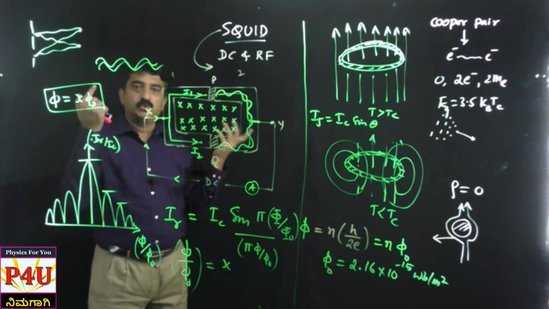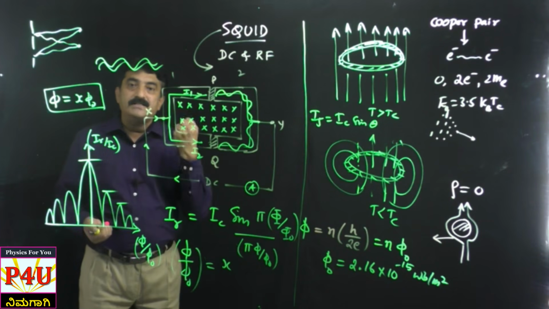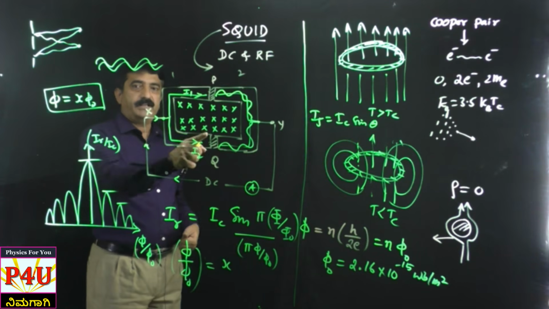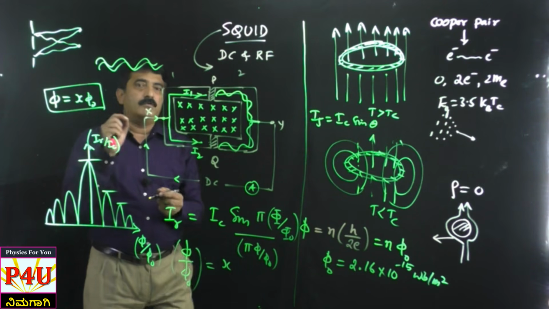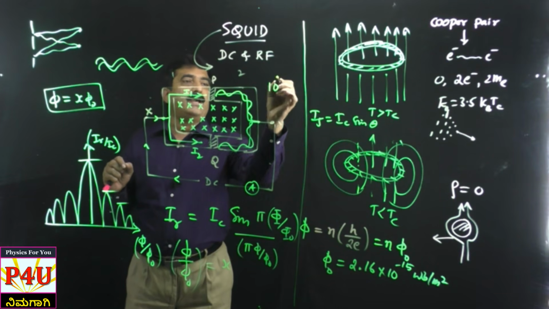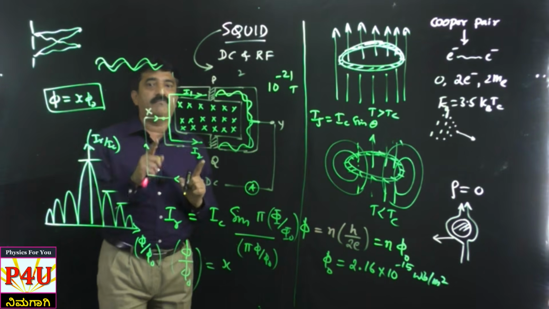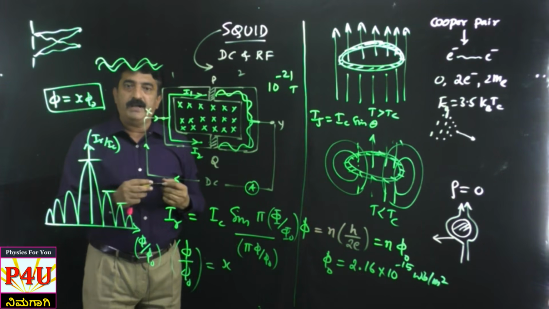Sir, why do we have so many devices to find the magnetic field? Why do you need SQUID? What is the advantage of this SQUID? Hold your breath. This SQUID can measure very, very thin magnetic field, very small magnetic field, up to the order of 10 power minus 21 Tesla. Such a small magnetic field it can detect. Sir, where do I produce such a small magnetic field?